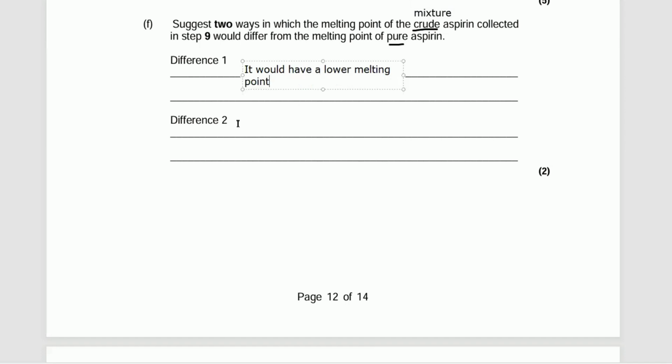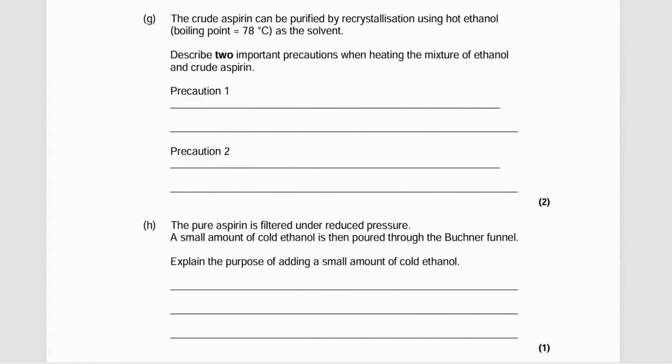The crude substance will probably have a lower melting point, but also it's going to melt over a range. A crude substance or a mixture will melt over a range. So if its melting point was 78, it might start melting at 76 and not stop melting until 82. So it has a range, whereas a pure substance will melt at an exact melting point.